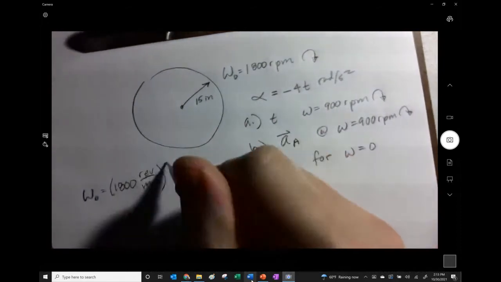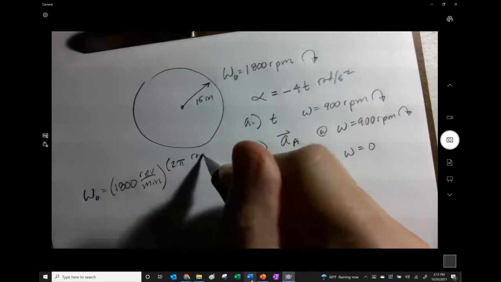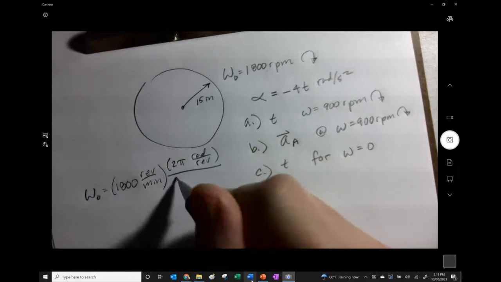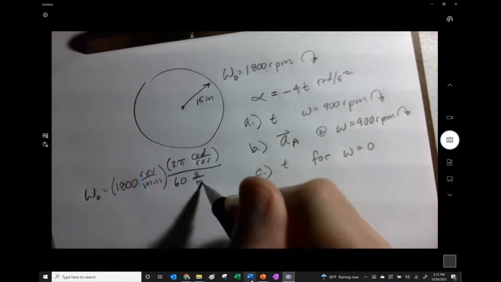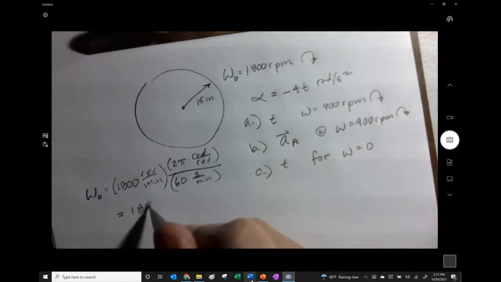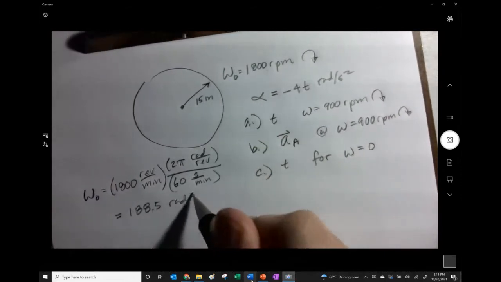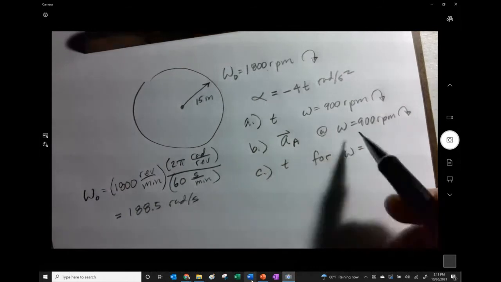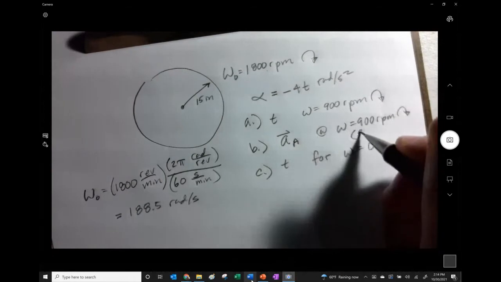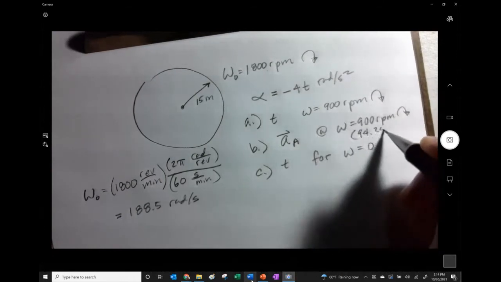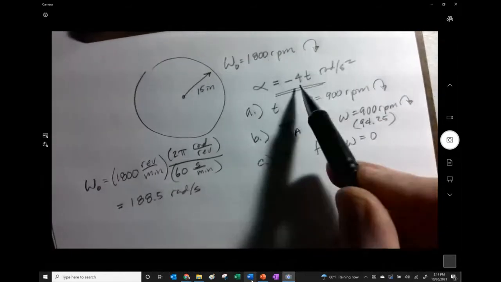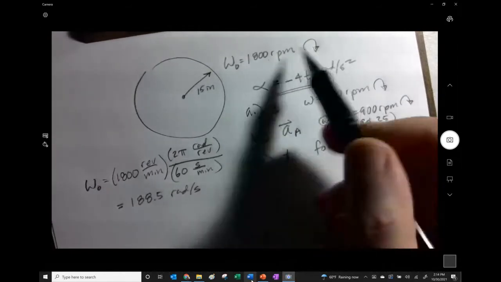And every revolution is 2 pi radians. So that's 2 pi radians per rev. And then we're going to divide through by 60 seconds per min. And so what we're left with is 188.5 radians per second. And we might as well also do this one over here. We just have to divide that by 2, right? So that just ends up being 94.25.